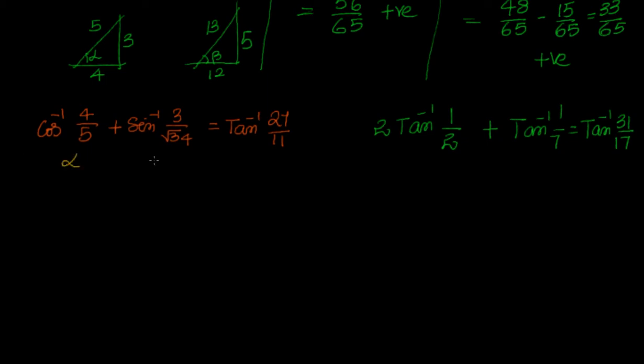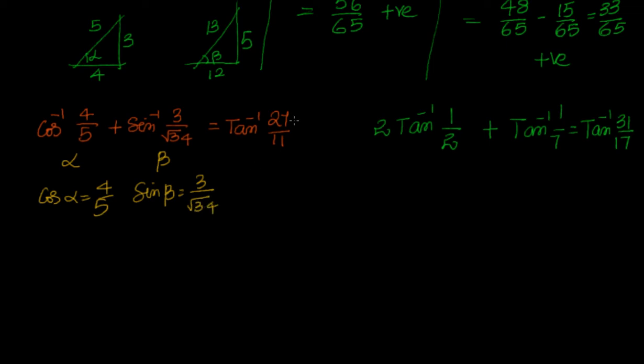We will take this as alpha. We will take this as beta. So cos alpha equal to 4 by 5. Sin, it's my mistake. Sin inverse 3 by root 34. So sin beta is equal to 3 by root 34.